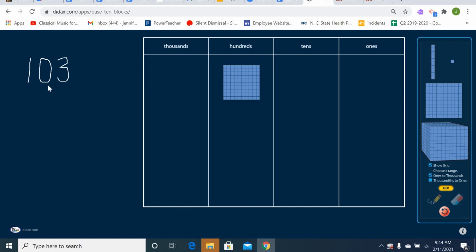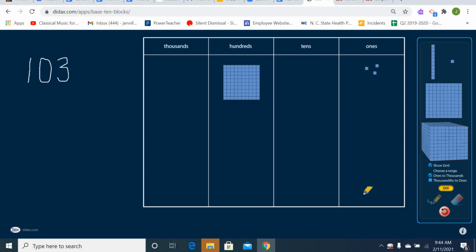Okay, let's look at our tens place. I have a 0 in my tens place, which means I don't have any groups of 10. I have a big fat 0, so I'm not going to put anything in my tens place. In my ones place, I have a 3, so I'm going to put 3 dots in my ones place. 1, 2, and 3.